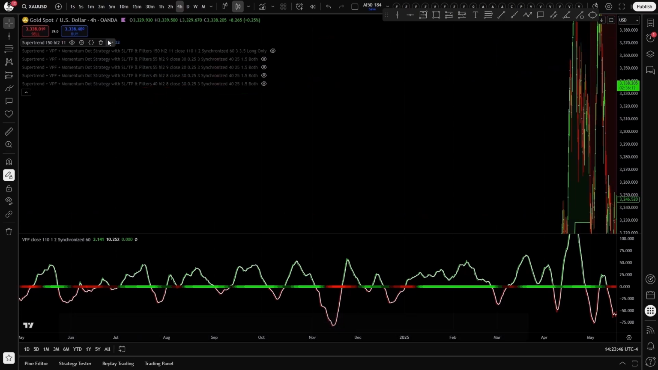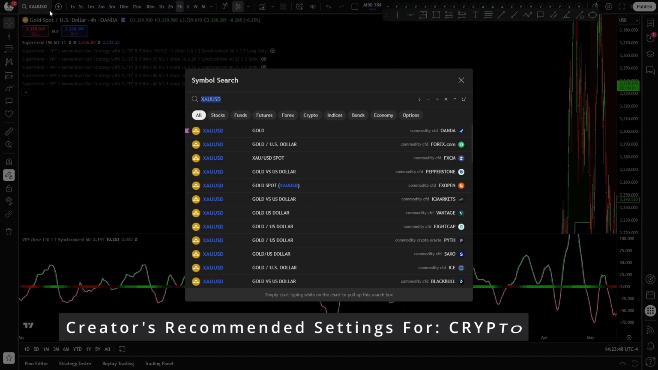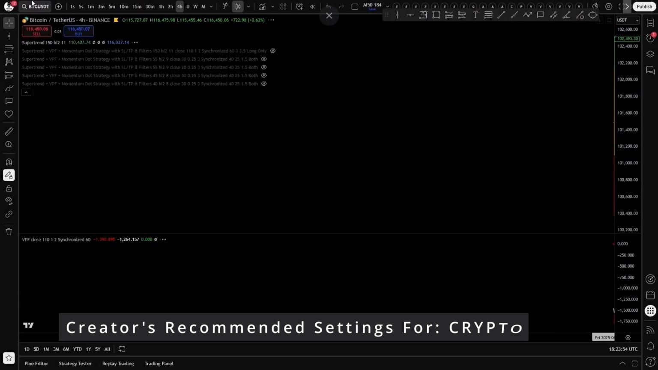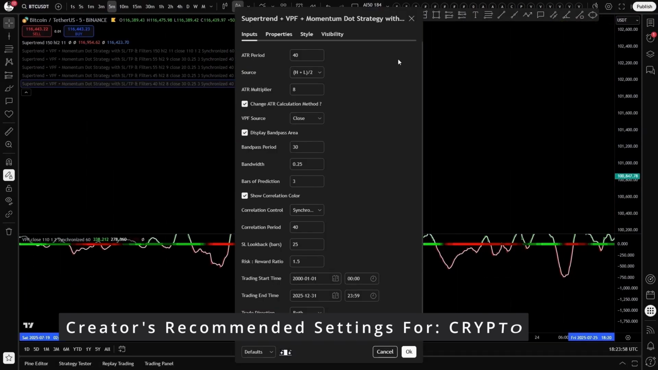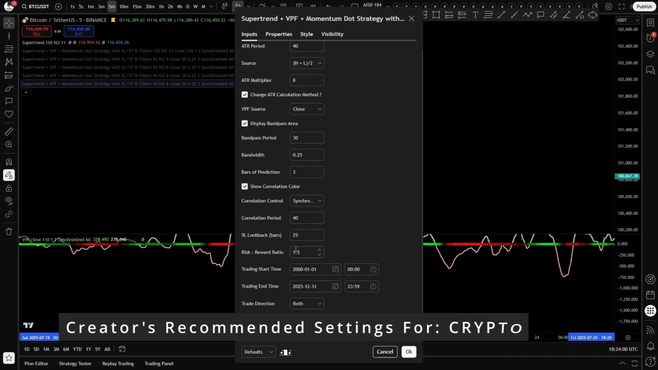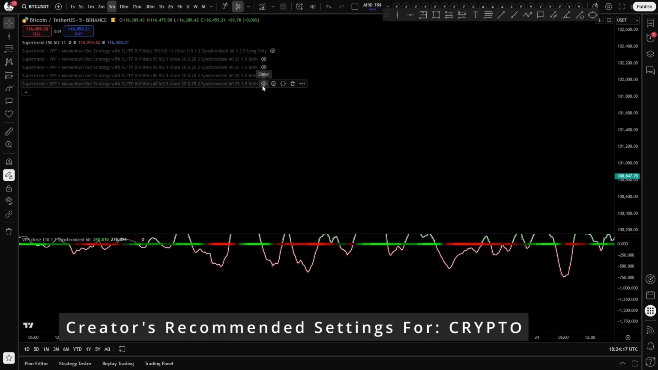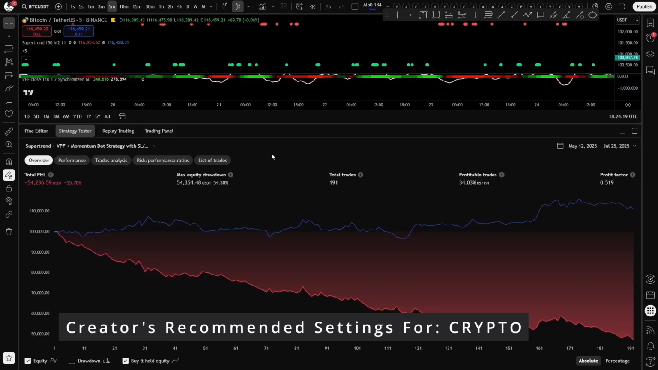And finally, let's see his recommended settings for crypto. Let's get back to the BTCUSDT Binance chart, 5-minute. And these were his recommended settings for crypto. Now in the properties tab, we are using 100,000 again for the initial capital and for the order size. The commission is 0.1% on each entry and exit, and the slippage is 2 ticks. Let me enable the script and let's see all the results from 5-minute till 4 hour.